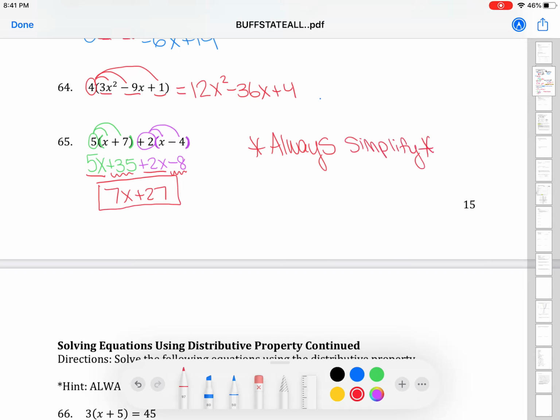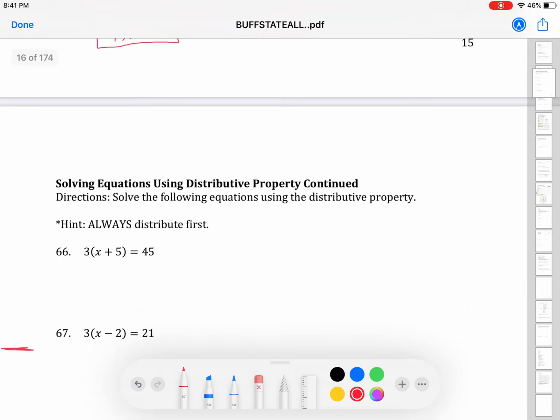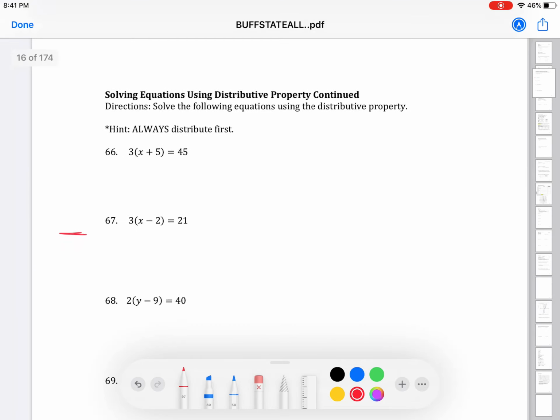Okay, so just a little note, you always simplify. Even if the directions don't specifically say simplify, you want to make sure your answer is always in simplest form.